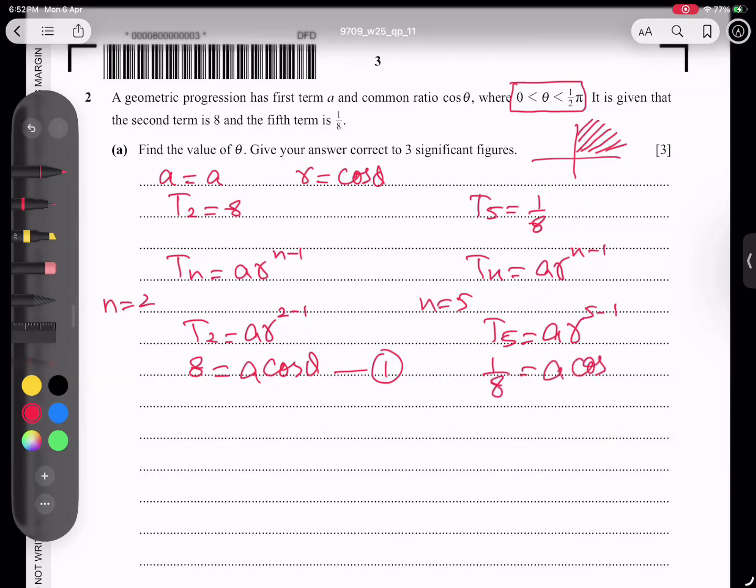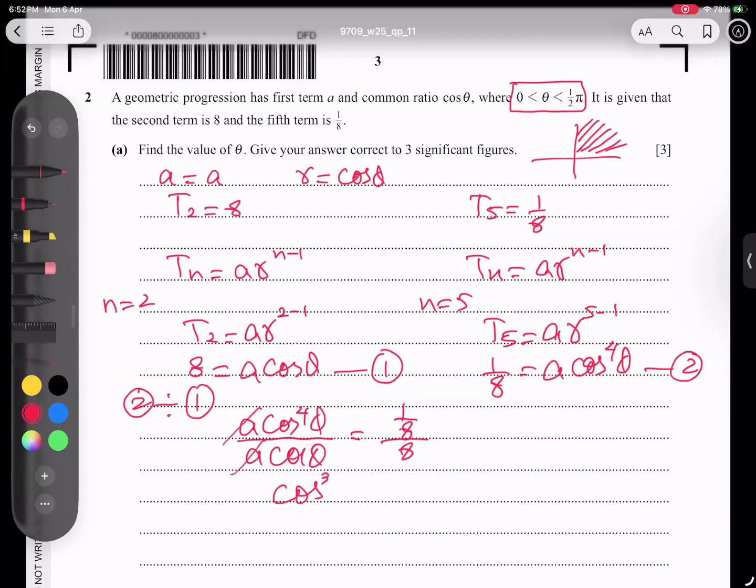A cos to the power 4 theta. Because the bigger power here is smaller, so I'm doing 2 divided by 1. So when I divide, this up and this down, so okay, now let me show you one step. So A cancels, the power cancels, I get cos cubed, and this will flip down, I mean 1 by 64. And when I take the cube root, we get 1 upon 4.